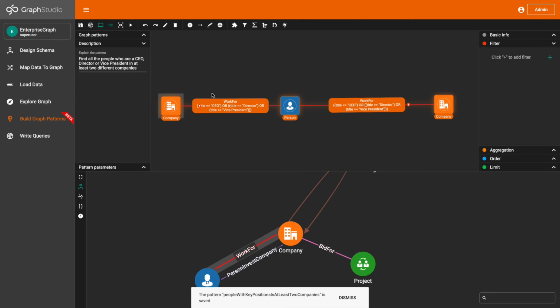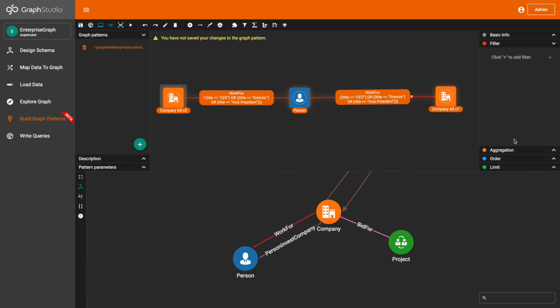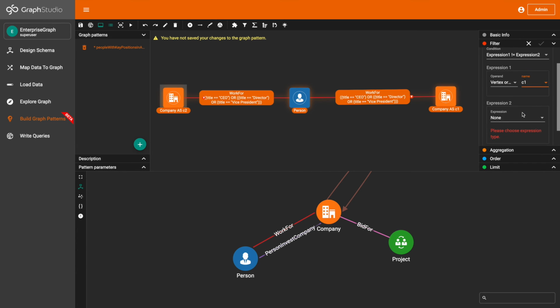Save the pattern. Next I'm going to give a name to both of the company vertices because we have to make sure that both companies are different companies. I'm also gonna add a filter, not equals filter, to compare both company vertices to make sure that the person works for two different companies.